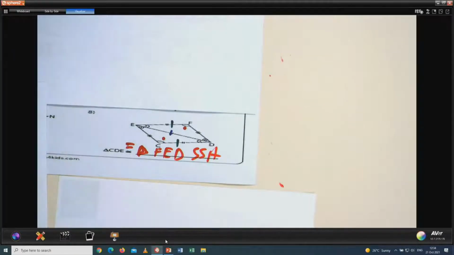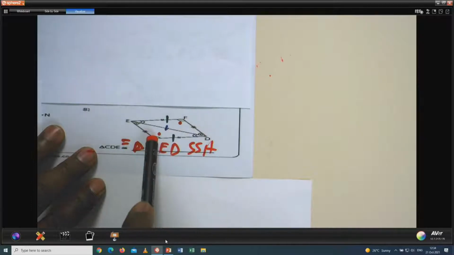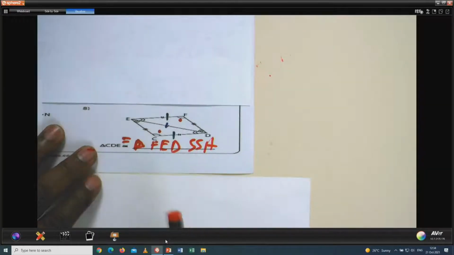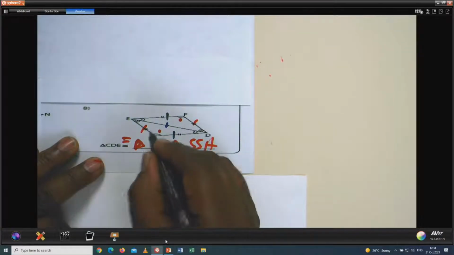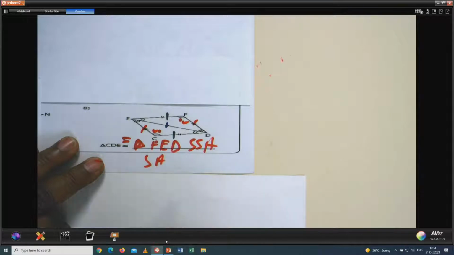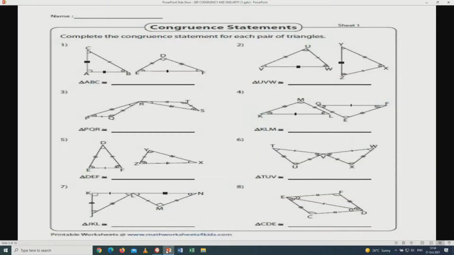It depends what you see. You can see a side, angle, and a side. That one as well. You can say side, angle, and a side, or even a common side. So there are so many ways. So it's important to understand all the properties of congruency.